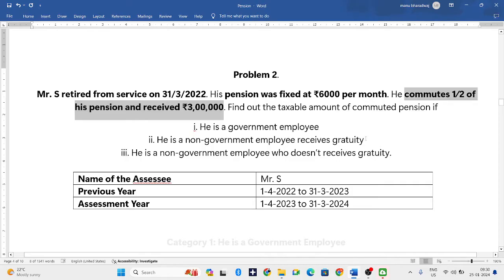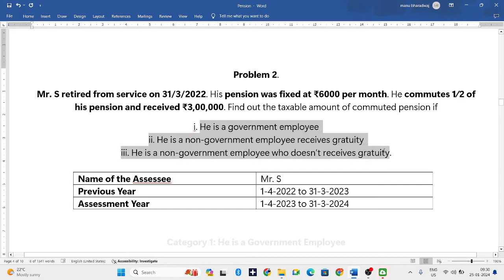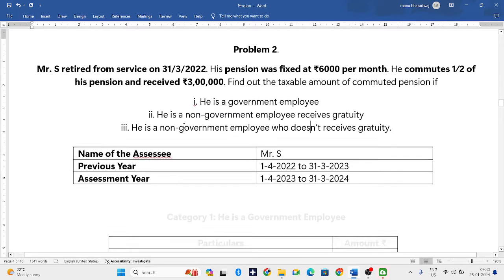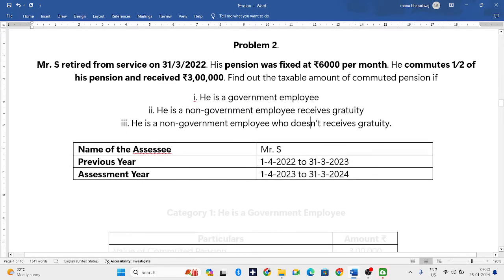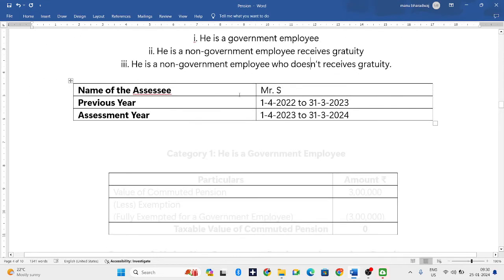Find out the taxable amount of commuted pension. Again, they have given three cases. If he is a government employee, he is a non-government employee who receives gratuity, and he is a non-government employee who doesn't receive gratuity. So based on this information, we need to solve the problem. You have to write name of the assessee, previous year and assessment year. That is compulsory. Let us take category number 1.